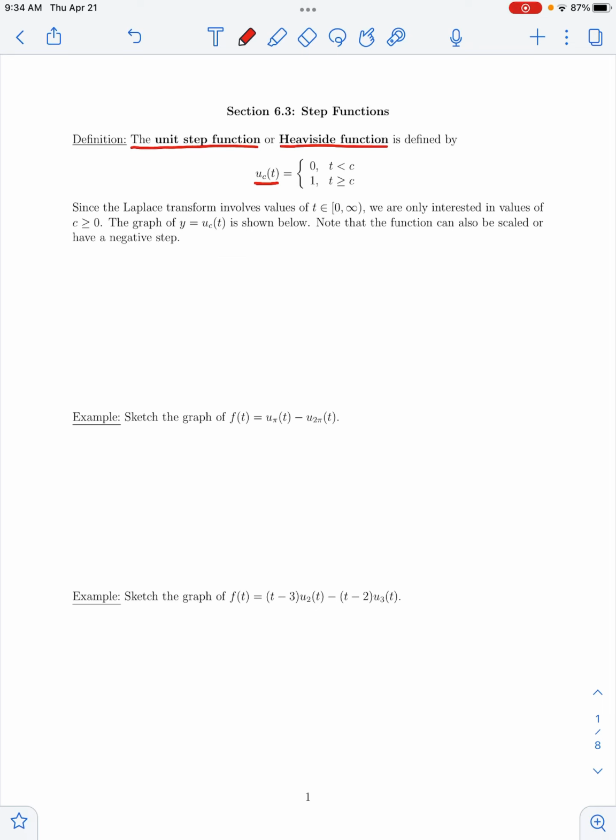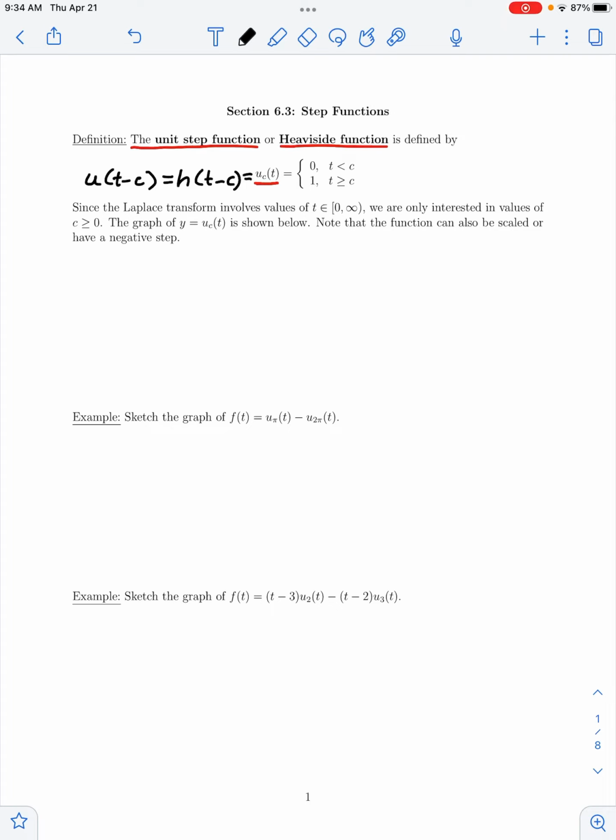I'll mention for some other textbooks, you'll see the notation u of t minus c for this function, or sometimes h of t minus c, h for Heaviside instead of unit function. So any of these notations can be used. These are the common notations for this unit step function.